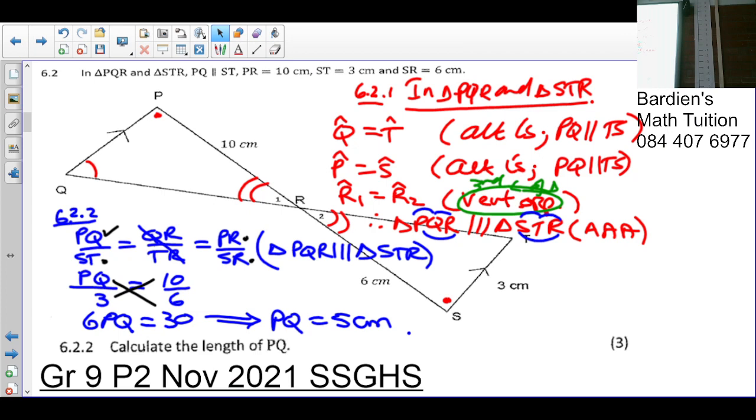People, even if you didn't manage to prove 6.2.1, you can still use the fact that they are similar in answering the next question. Yes? That's what you get a mark for, the reason, even without proving it. You should get a mark for the reason. But you must write it in. If you didn't prove 6.2.1 and you go straight into that, you use this reasoning, because now you're using the information from the previous question.